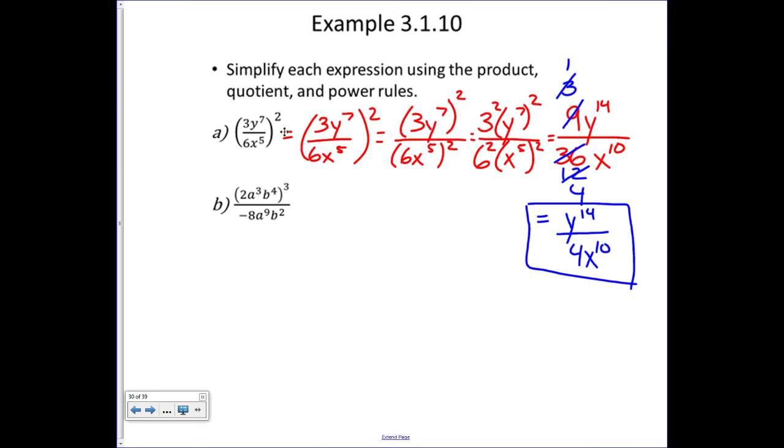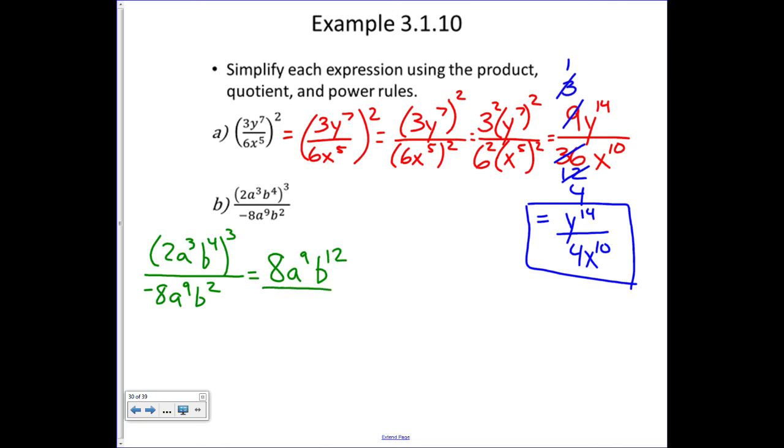Now let's deal with the second example. We've got 2a cubed b to the 4th, to the 3rd power, divided by negative 8 a to the 9th b squared. Well, let's start by first dealing with the numerator. And instead of writing this all out, we're just going to raise each one to the power. So 2 to the 3rd power is going to be 8. A to the 3rd power, that's a to the 3 times 3, which is a to the 9th. B to the 4th to the 3rd power is going to be b to the 4 times 3, which is b to the 12th.